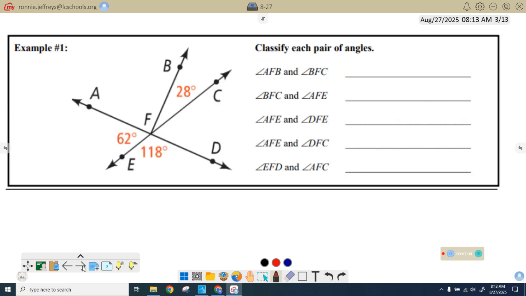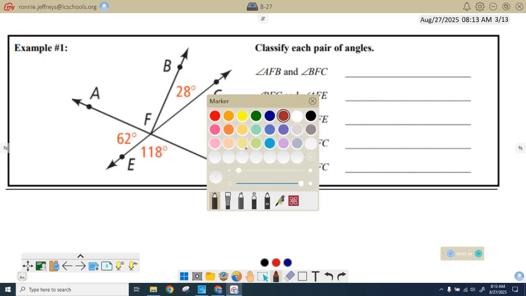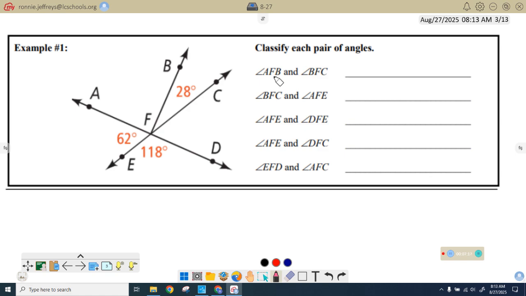All right. Classify each pair of angles. I'm going to start with this one. AFB, so this angle, and BFC, this angle. Are they beside each other? So these are adjacent. They can be a couple other things, like adjacent supplementary or adjacent complementary, but we're just going to say adjacent because we don't know this angle measure right here.